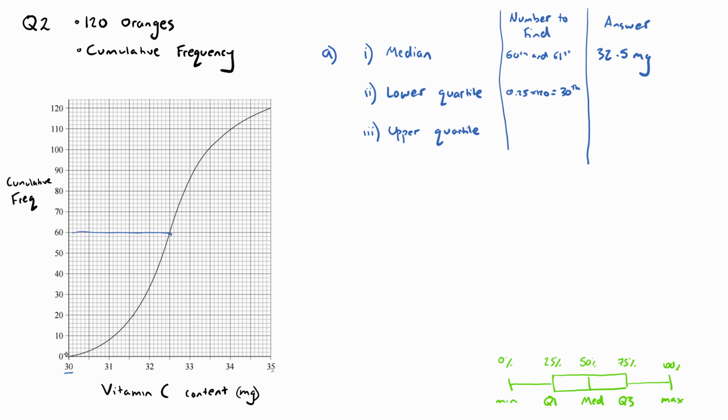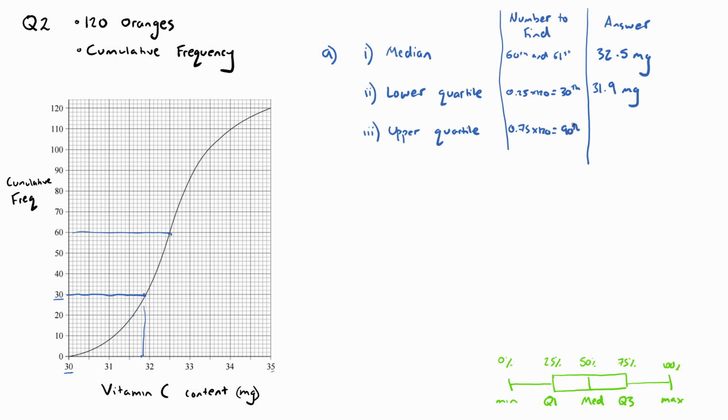So now we go up the vertical axis, find the 30th number, trace across, and that sits roughly at 31.9, I would say. So 31.9 milligrams. Now, similar process for the upper quartile. We need to find the 75th percent of the 120 numbers. So 0.75 times 120 is equal to the 90th number.